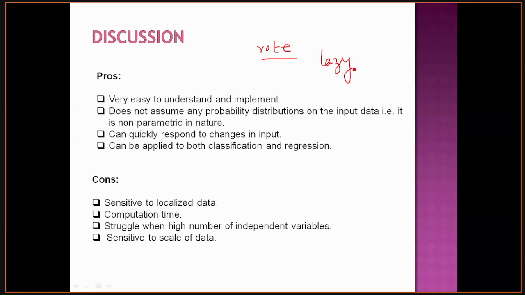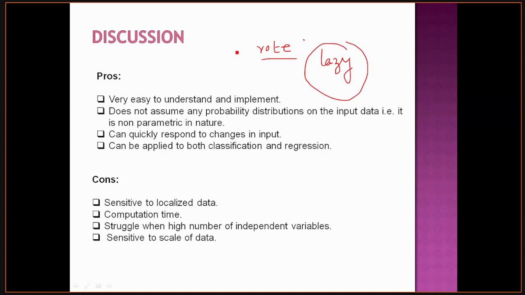Basically, it is not learning anything. It is simply waiting back and relaxing till the point of time it is getting the test data. Once it is getting the test data, it is comparing with each of the training records and trying to figure out the label for the test record, right? So basically, it's a lazy learner.